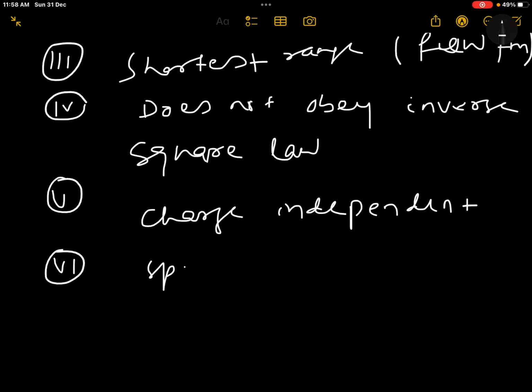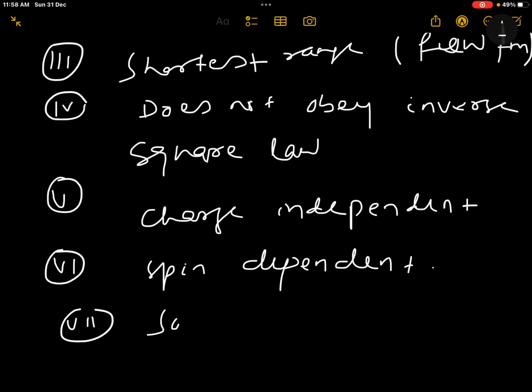But spin dependent. It depends upon spin. What is the source of nuclear force? The source is exchange of pi mesons.